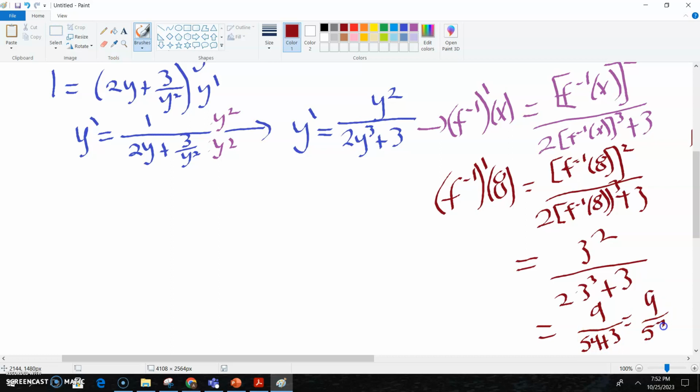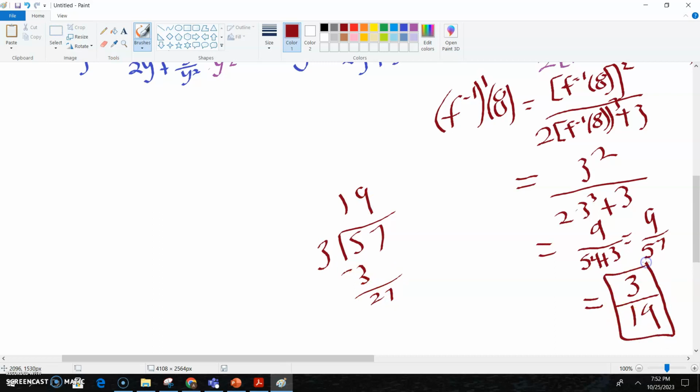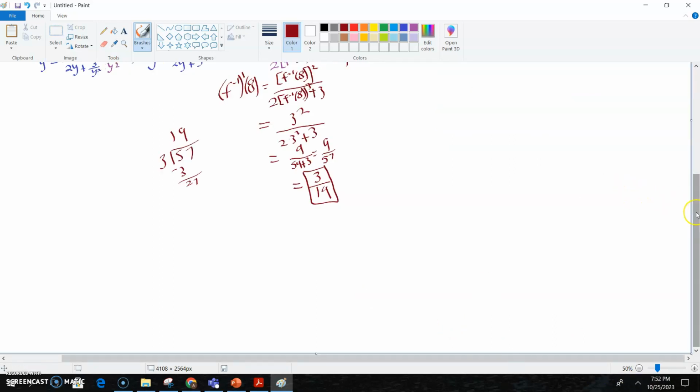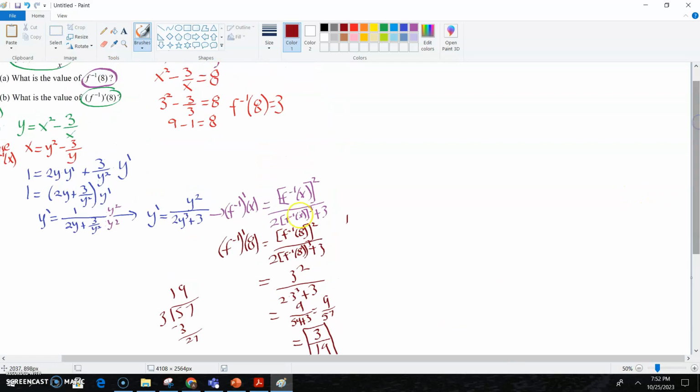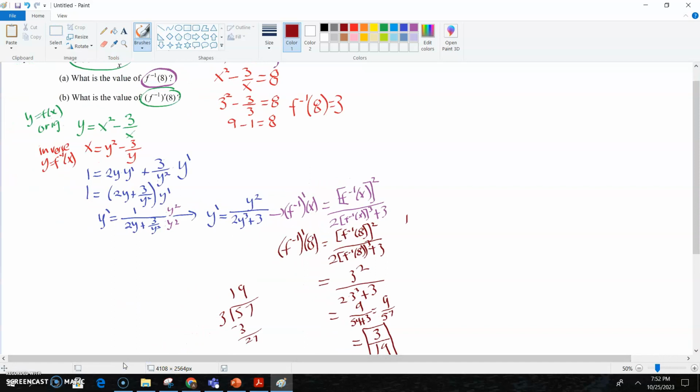So 9 over 57, which reduces by 3. So that will become 3 over whatever 57 divided by 3 is. So 3 into 57 is 19, so 3/19. Now note, this is a somewhat long-winded path to the answer. It works, but it requires a lot of steps.